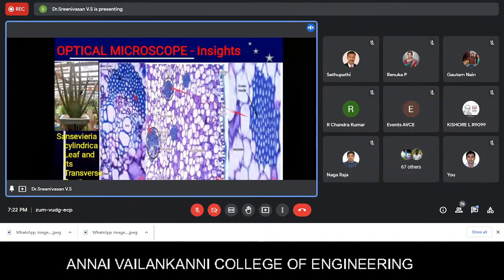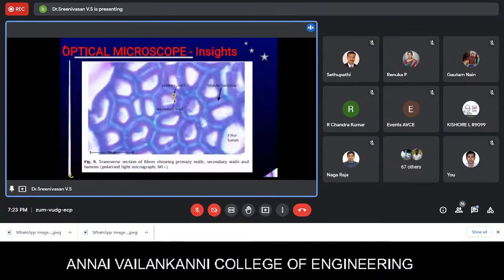From this observation, I have identified two different categories of fibers produced by the Sansevieria cylindrica leaf: structural fiber and arch fiber. Not only this, when I magnified the fibers further, I identified the inner elements of the fiber. The fiber has fiber cells.